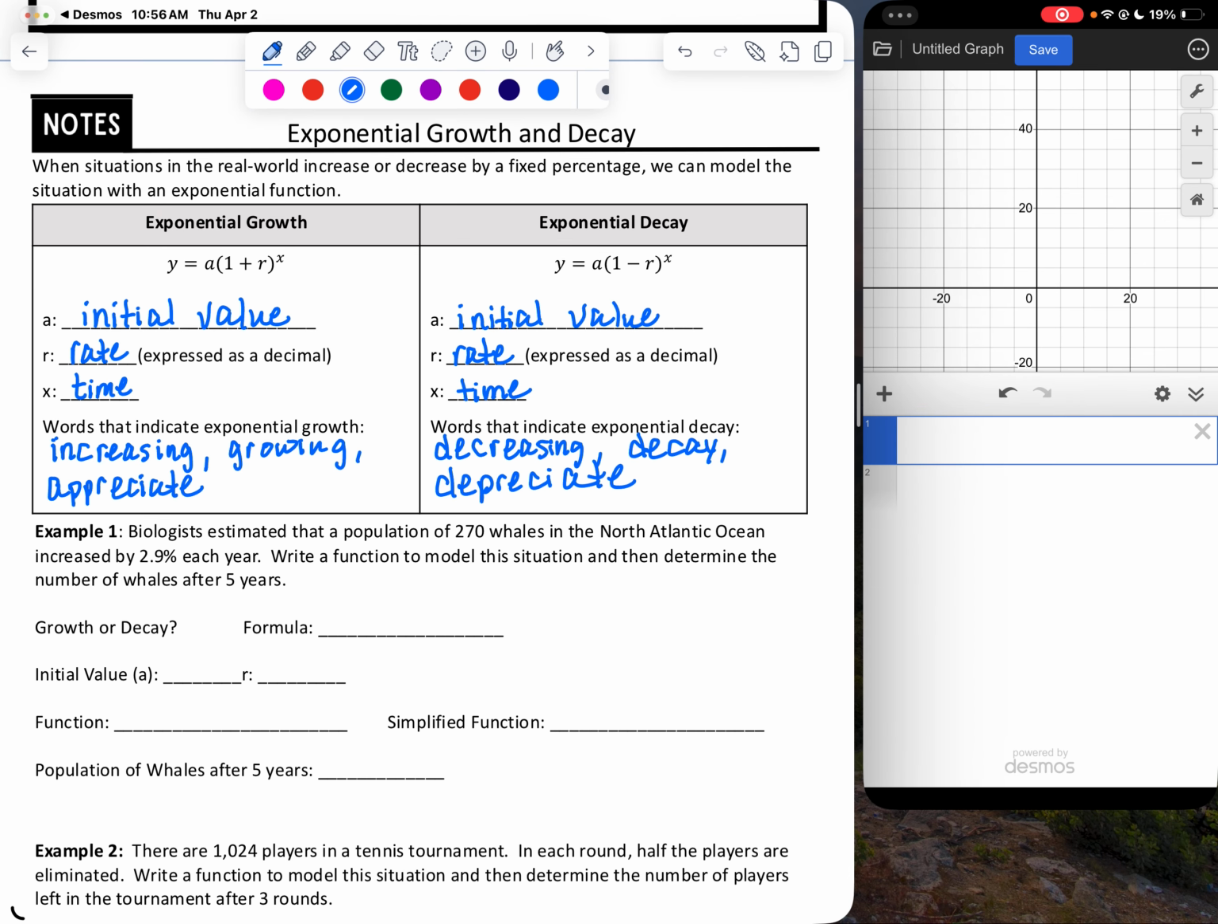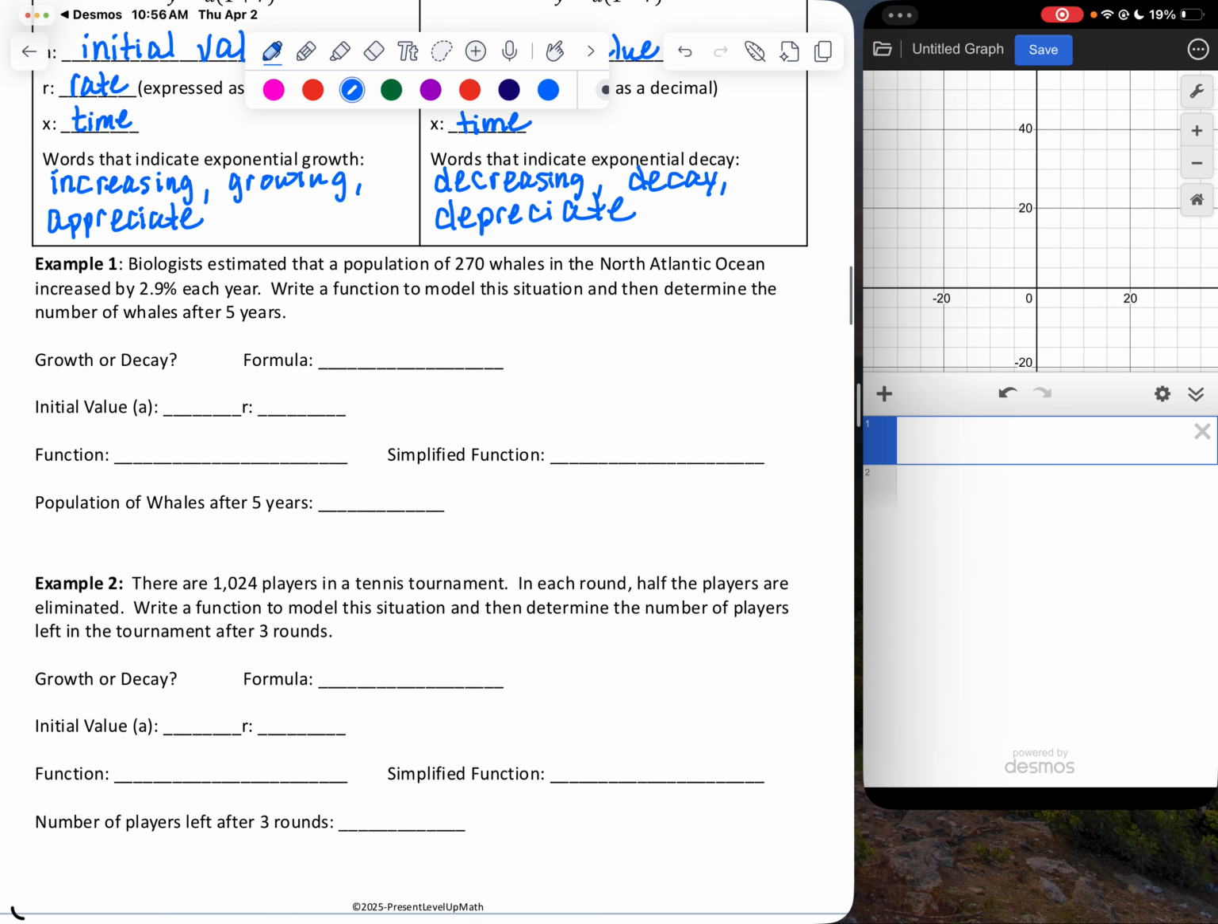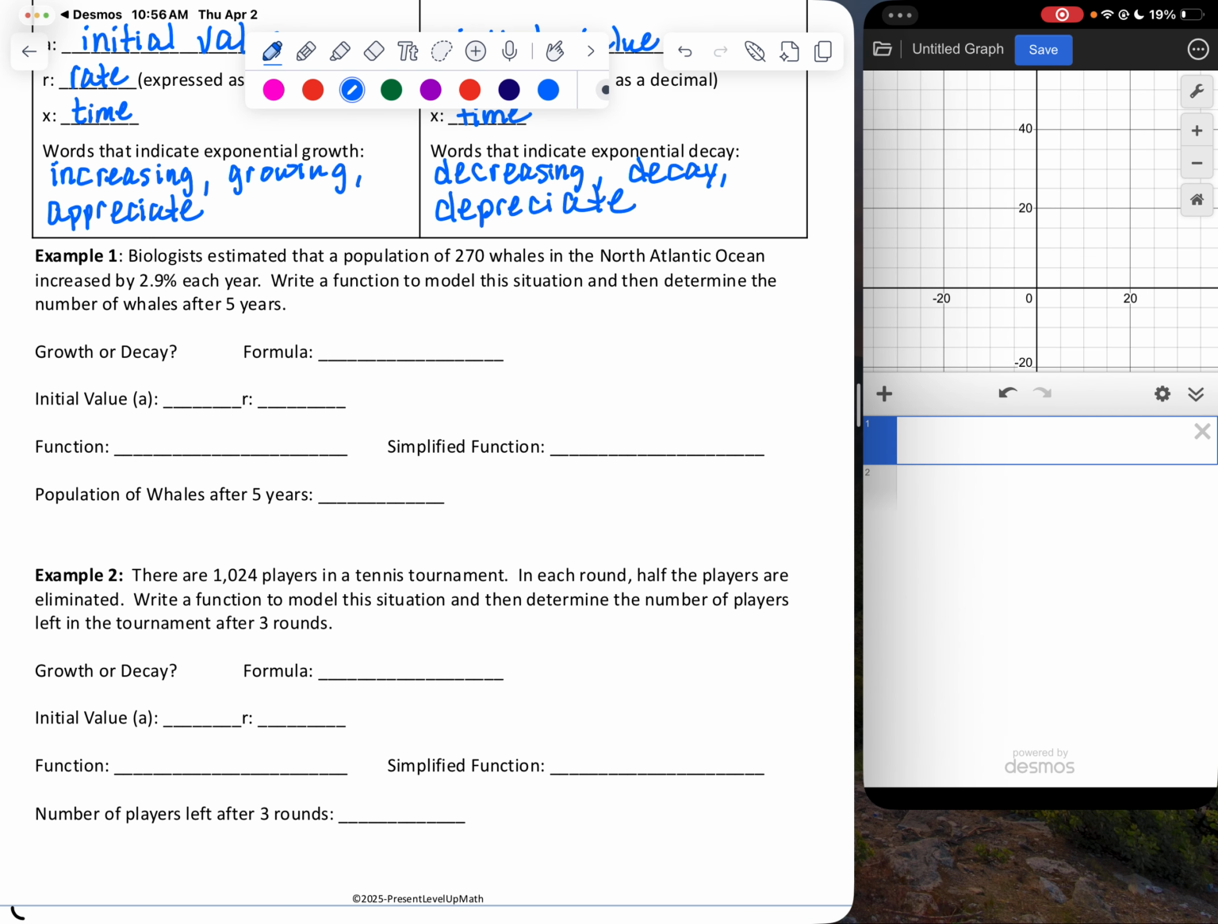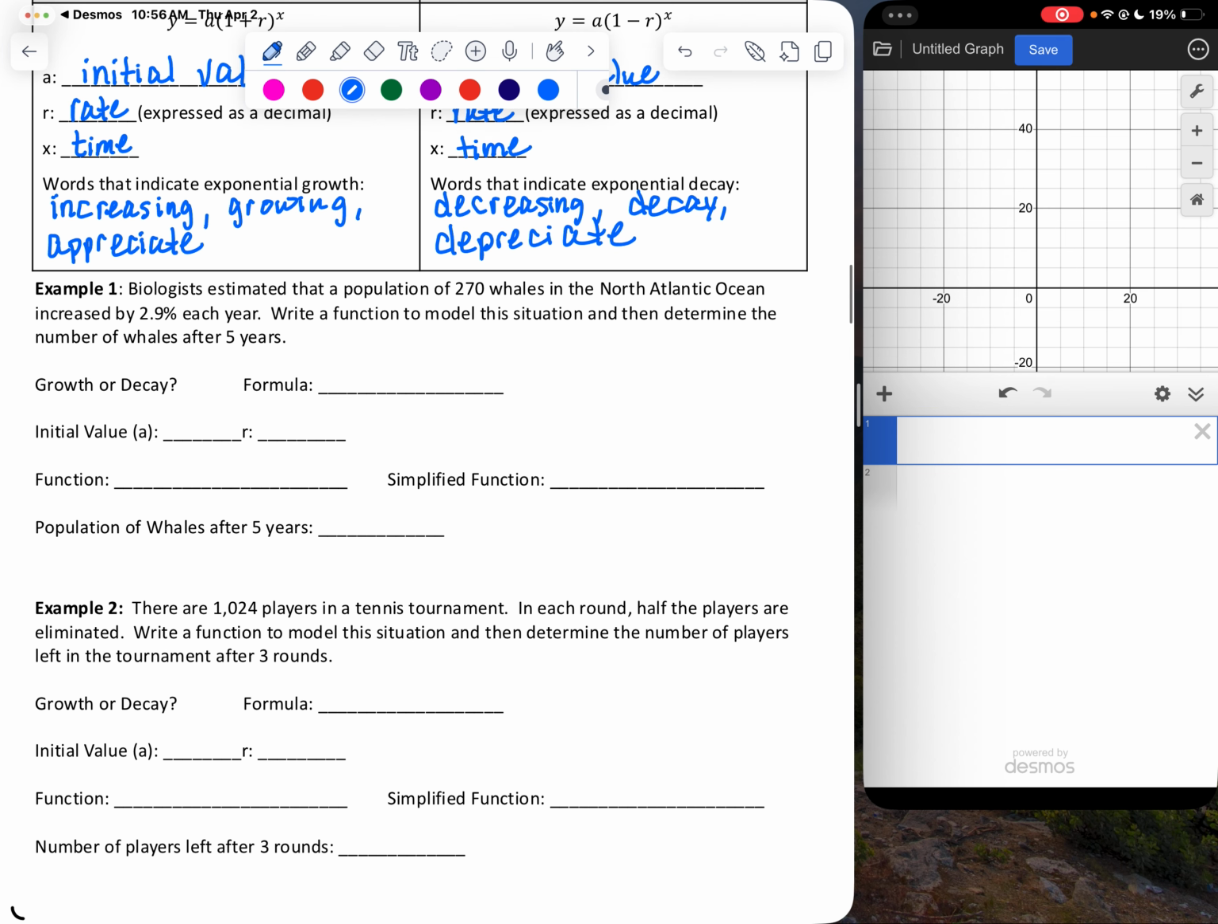Okay. Now let's look at an example of this. In example 1, it says biologists estimated that a population of 270 whales in the North Atlantic Ocean increased by 2.9% each year. Write a function to model the situation, and then determine the number of whales after 5 years. So is this growth or decay? Well, they gave us a clue word right here. They said increase. So we know this is growth, and the formula we'll use is y equals a times the quantity 1 plus r to the x power.